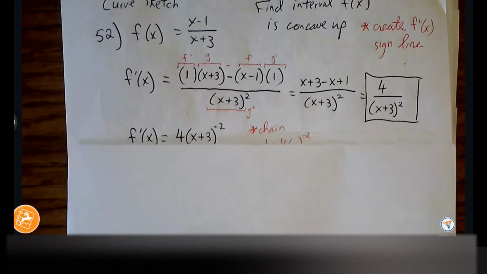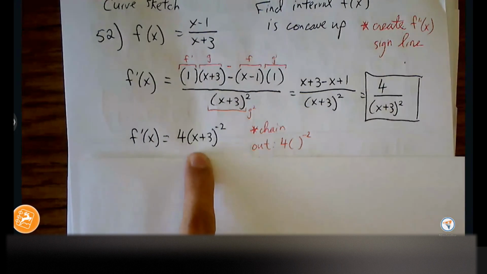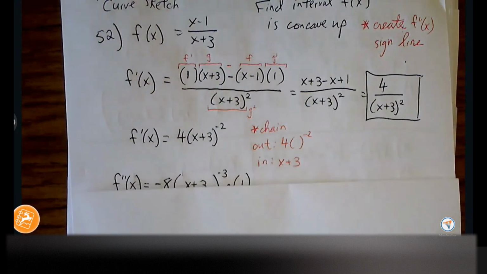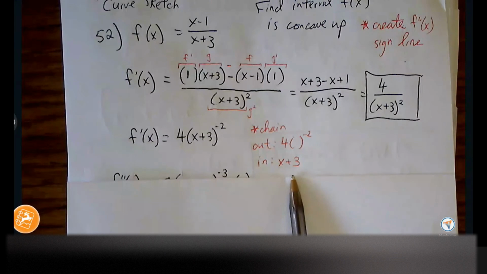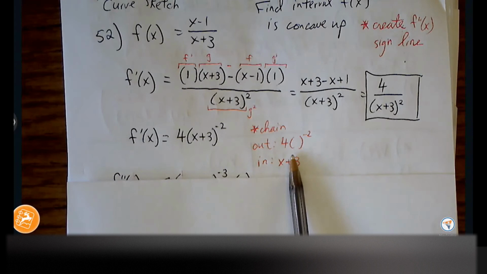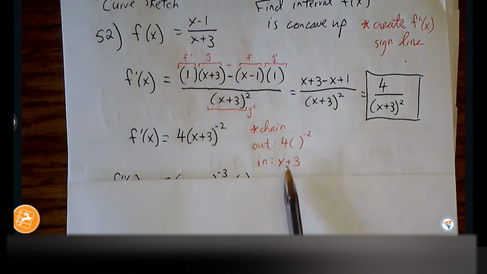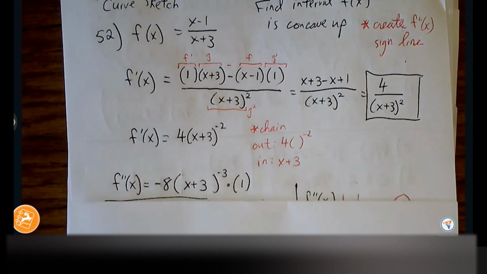But I'm going to rewrite it first. I'm going to get that rewritten as 4 times (x plus 3) to the negative 2. And then when I find the derivative here, I can just go through chain rule and think of it as outside, inside. My outside is the 4 parentheses to the negative 2. My inside is the x plus 3. We're just going to take turns with each of their derivatives. So outside's derivative is negative 8 parentheses to the negative 3. Inside's derivative is 1. So there's our f double prime.